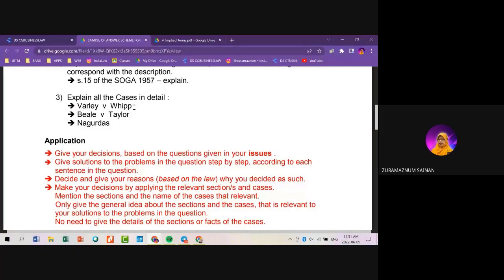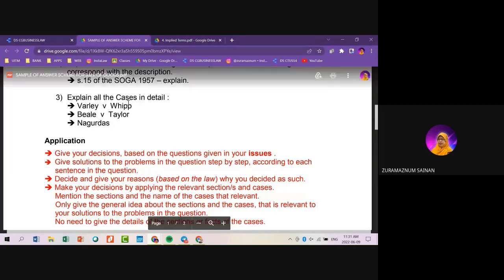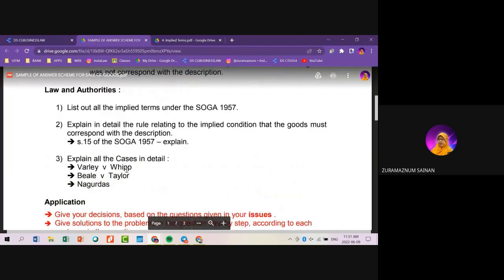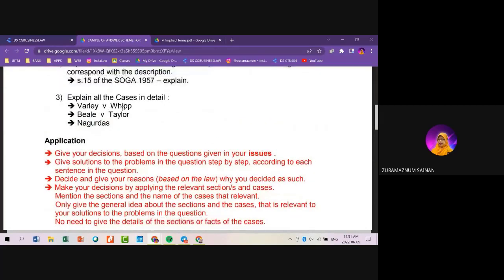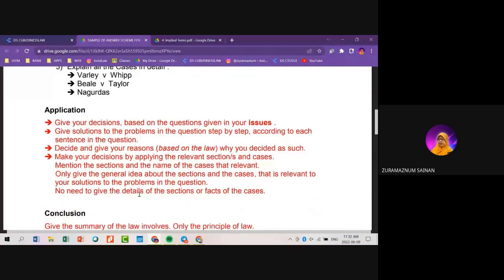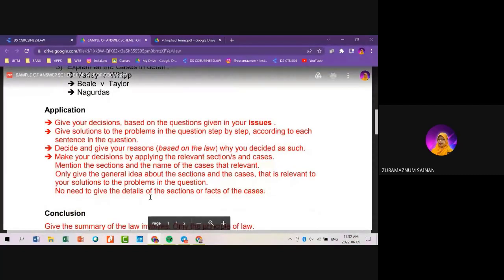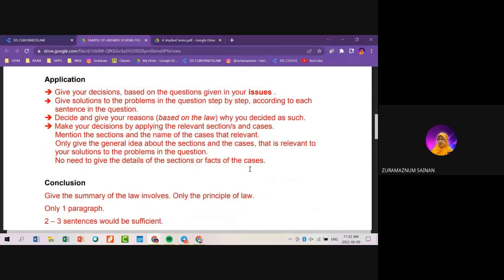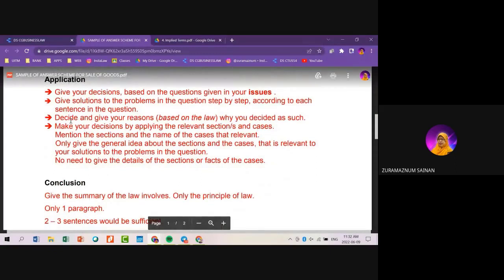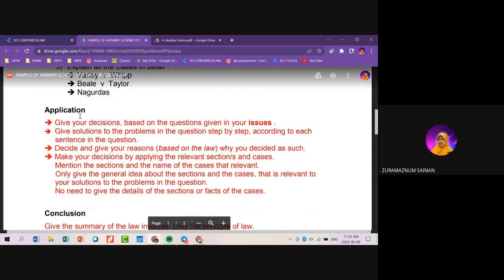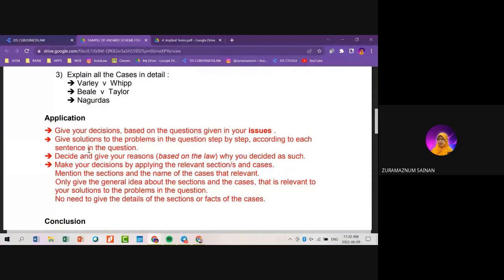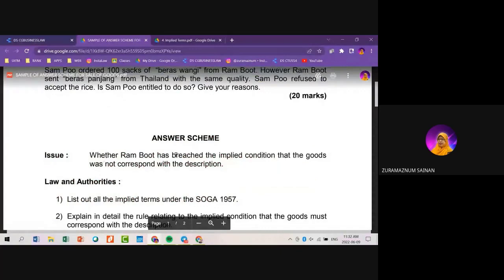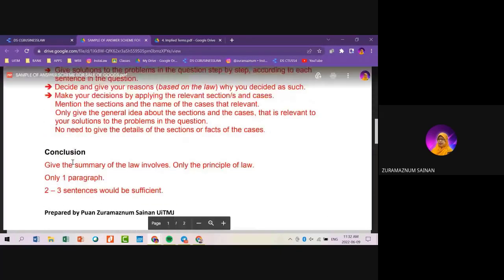Tapi in terms of the facts of the case, cerita case tu, fakta dia, held dia semua, you kena explain detail dekat law and authorities. Dekat application, you cuma bagi nama case tu you sebut and then you bagi principle dia. Principle of law-nya. So no need to give the details of the facts of the cases. Ini application. So maknanya ringkasannya ialah application ni you decide. You give your decision. The technique is that you answer the issue kat sini. Itu application. Lepas tu conclusion.